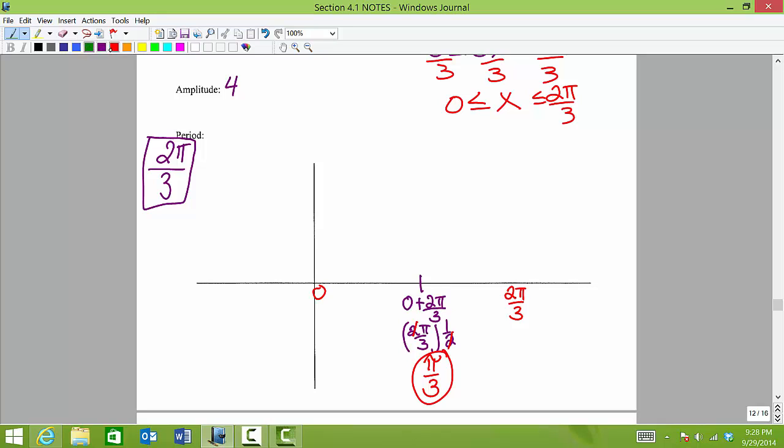Now we want to find the quarter points. So 0 plus pi over 3, add them together, multiply by a half, we get pi over 6. And then the midpoint between the middle and the end point, that next quarter point, pi over 3 plus 2 pi over 3, that will be 3 pi over 3, which is just pi. We add them together and then we multiply by a half, or divide by 2. Either way, we see that we get pi over 2.